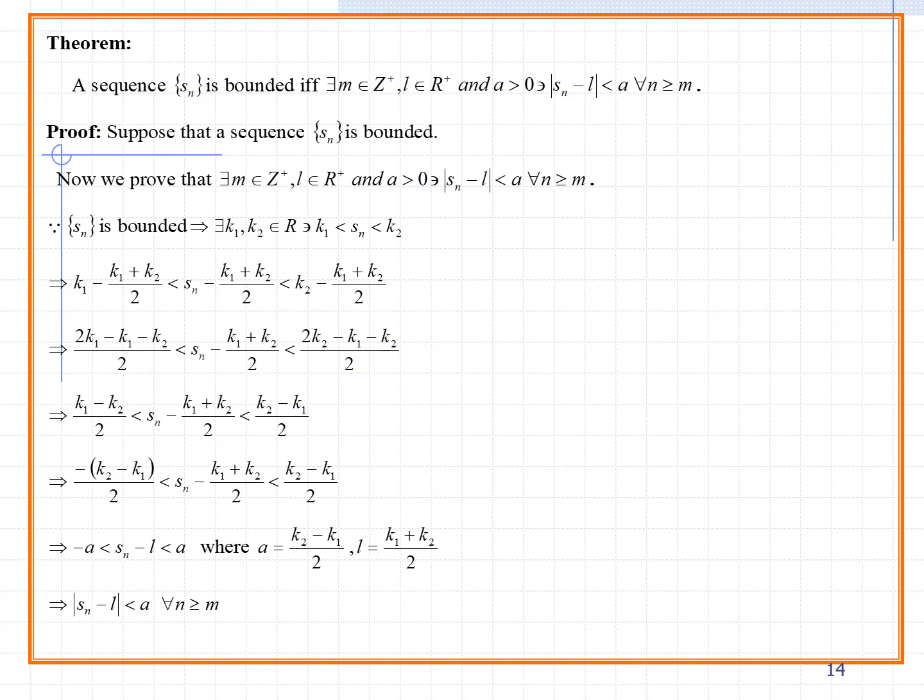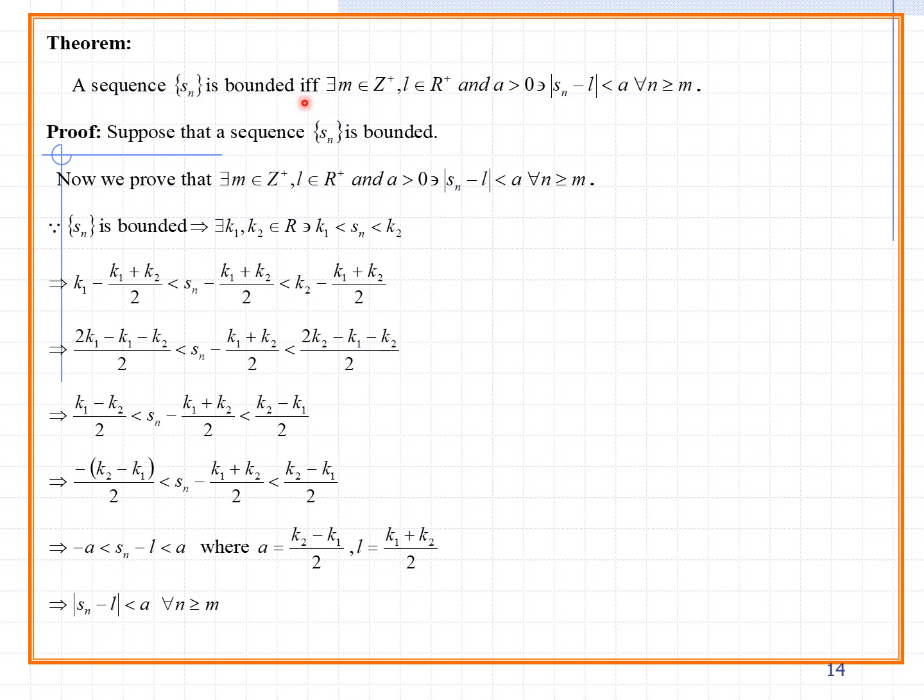Let us see the theorems in Module 1. The first one: a sequence Sn is bounded if there exist M belongs to Z plus, L belongs to R plus and A greater than 0 such that modulus Sn minus L is less than A for all n greater than or equal to M. Sn being bounded means we have a lower value and an upper value.